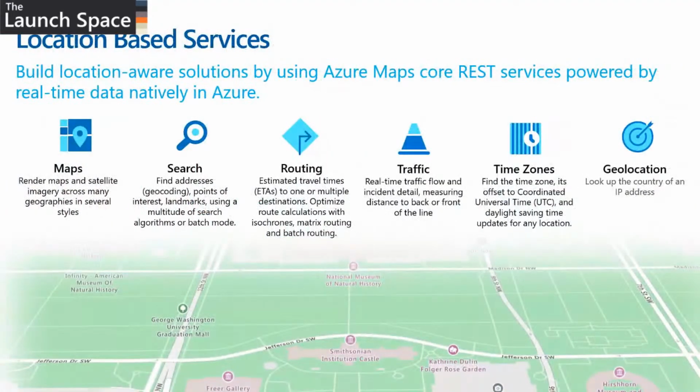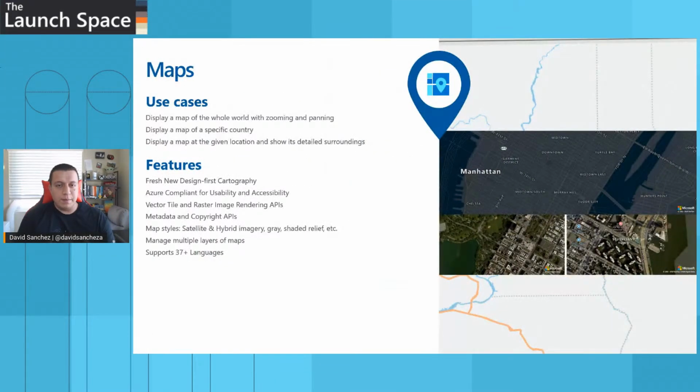Next, we have the location-based service. This is the set of features that I just mentioned: the maps control, the search, the routing, traffic, time zones, and geolocation. So these are REST services. This means that you can invoke these REST APIs from any language, any platform. In fact, we have the map controls. As I mentioned, we have the web SDKs, and this can be embedded in any JavaScript code.